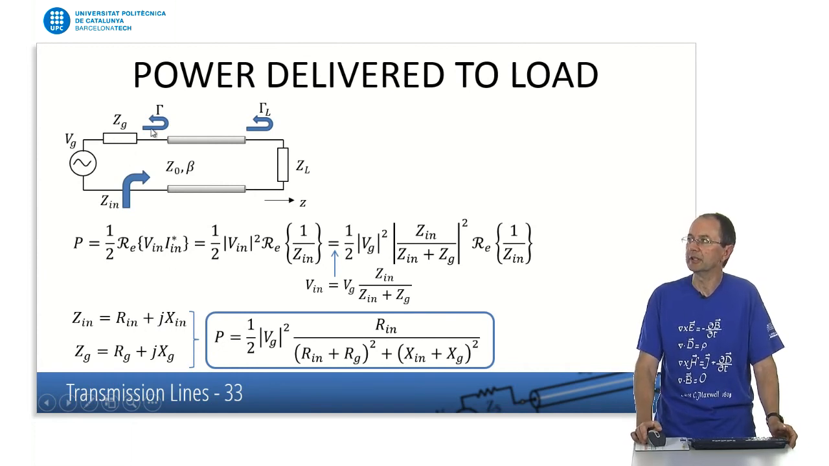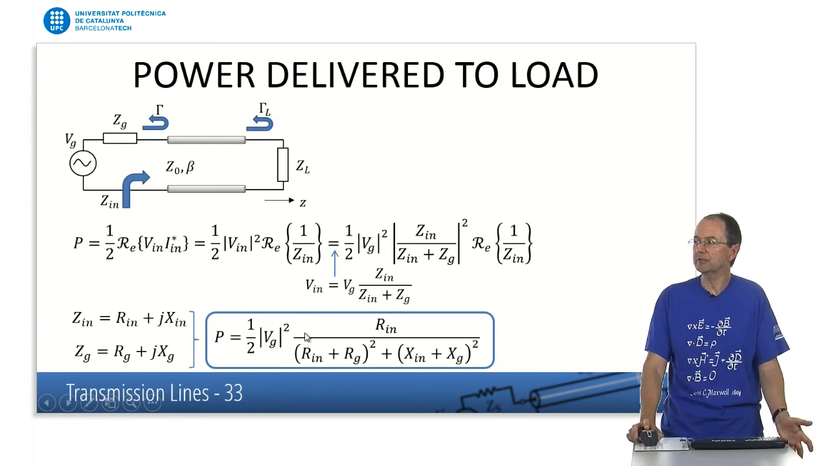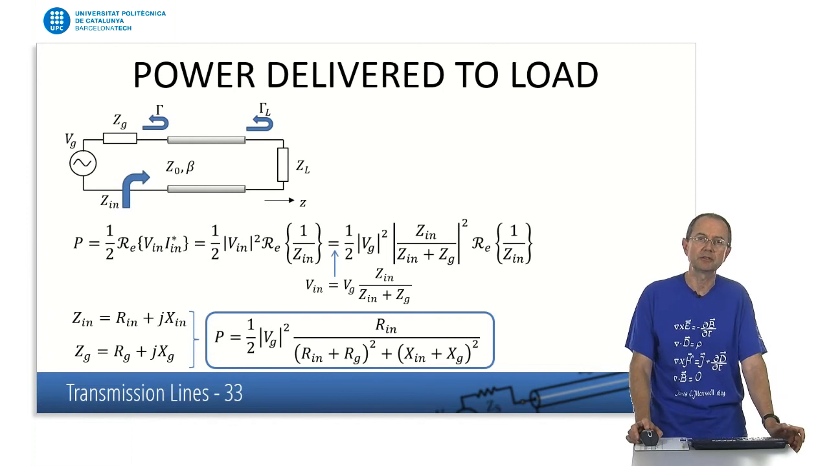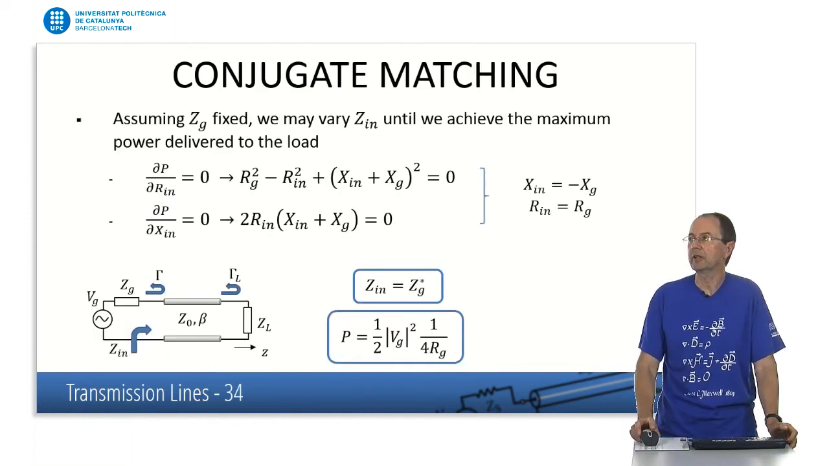Also, the generator may not be Z0; maybe it also has some complex impedance at the output. This happens sometimes. So let's also express the impedance of the generator in its real and imaginary parts. We substitute in the equation, and we obtain the power transferred to the input of our line. Okay, we get this expression. The interesting case is that we want to maximize this transferred power. How do we maximize this? Let's find the maximum of this expression.